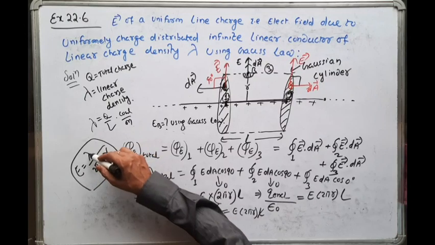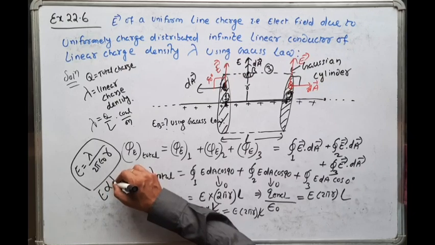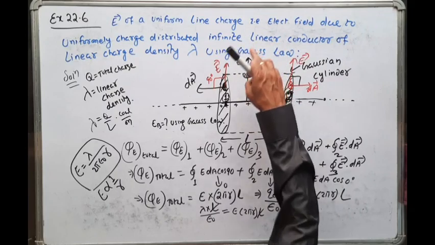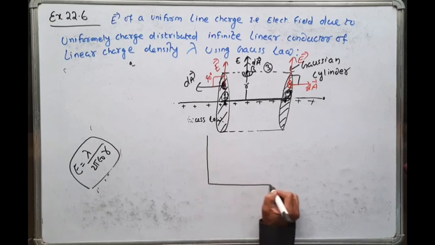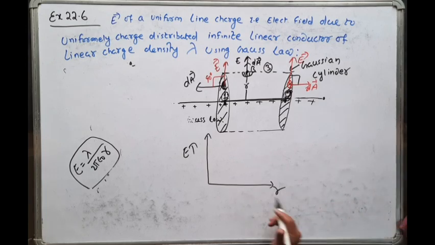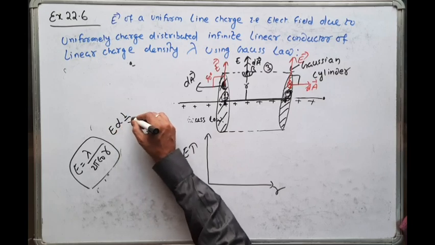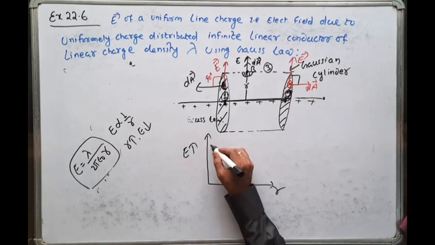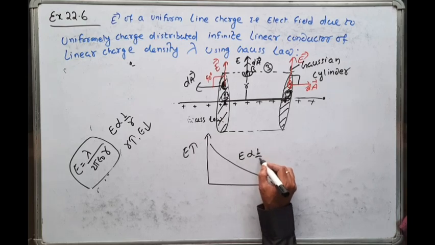Here lambda is a constant, and 2 pi epsilon naught is a constant. So we can say electric field intensity is inversely proportional to distance. As the distance increases from the linear charge conductor, electric field intensity decreases. If we draw a graph between electric field intensity versus R, what will be the nature? Electric field intensity is inversely proportional to R, so as R increases, electric field intensity decreases. So this is the graph.